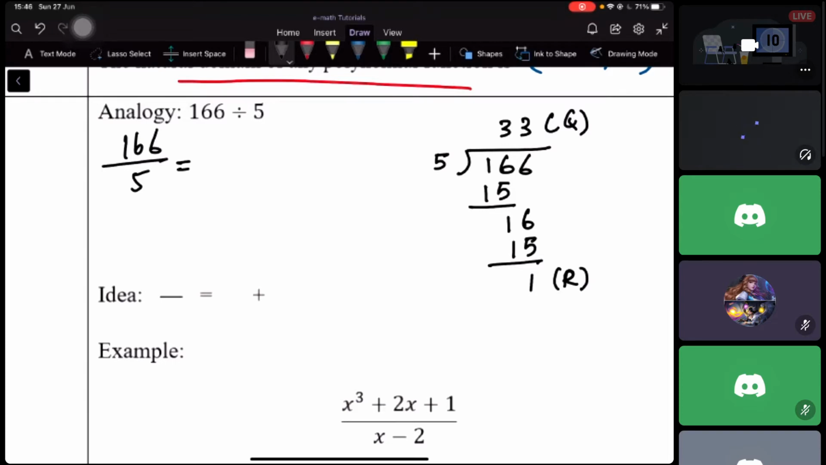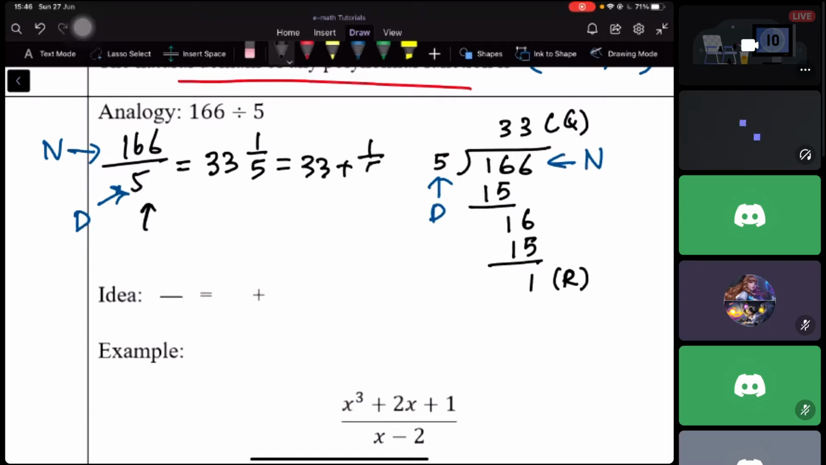And if you notice, this is actually the numerator. This is actually the denominator. Numerator, denominator. So if you still remember what you learned in primary school, this is what we call an improper fraction, isn't it? You can write it as a mixed number, which is 33 and 1 over 5, which is 33 plus 1 over 5.